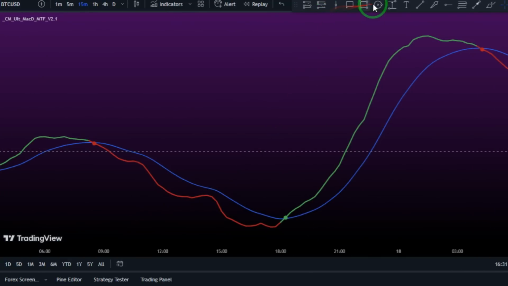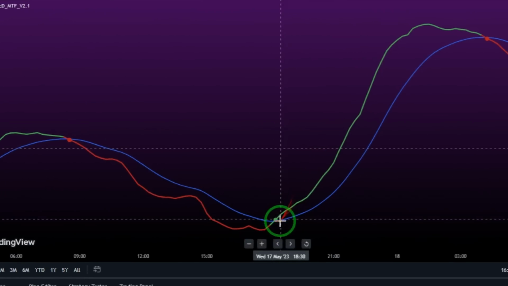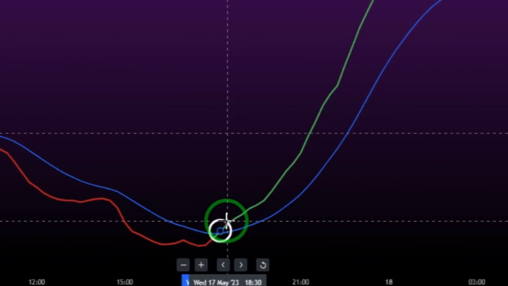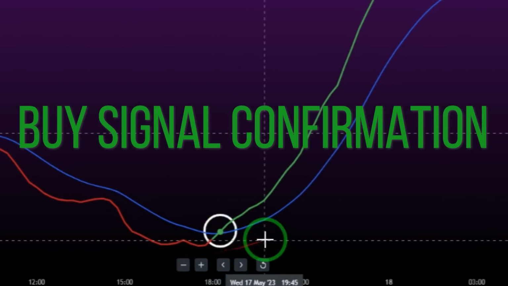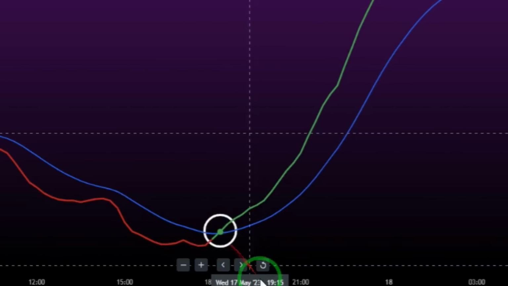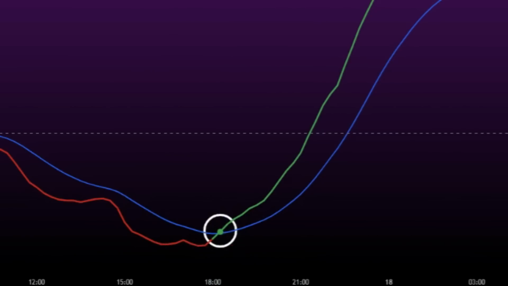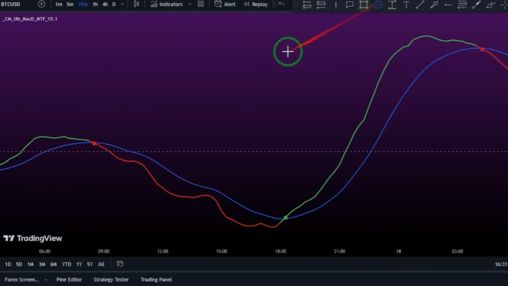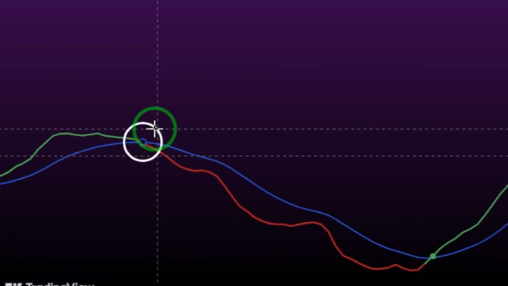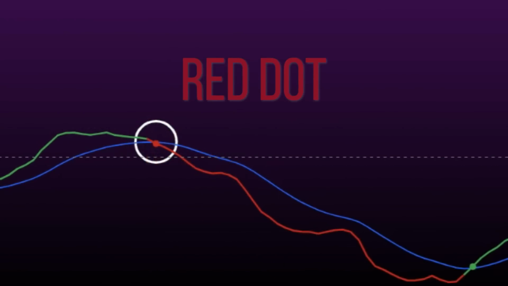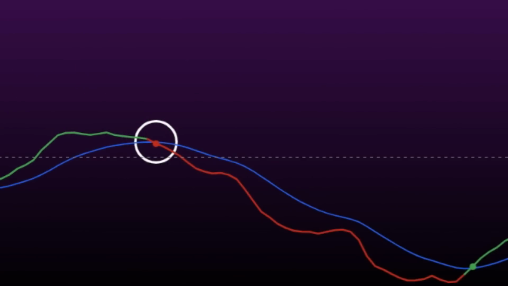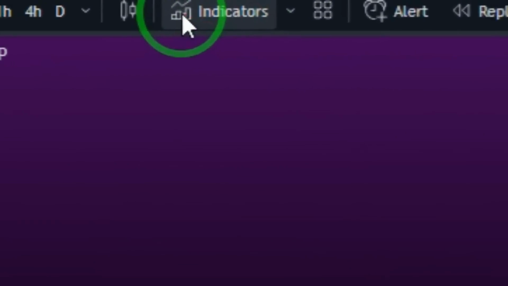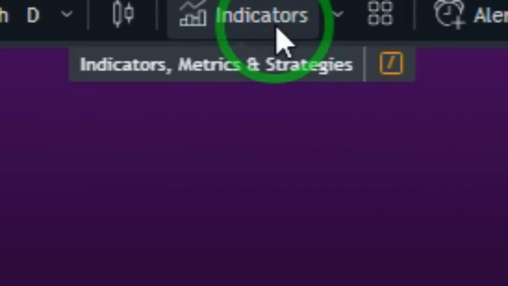How this indicator works is pretty simple. When the green dot shows up, the blue line crosses below the green line. Basically, that green dot is a buy signal confirmation that can pop up a few candles before or after the actual signal candle. And also, when the red dot shows up, the blue line crosses above the red line. Basically, red dot is a sell signal confirmation that can pop up a few candles before or after the signal candle. And the last indicator we want to add to the strategy is to identify the market trend.